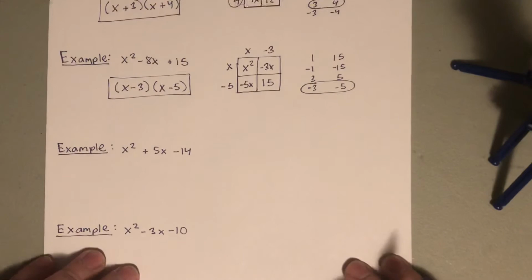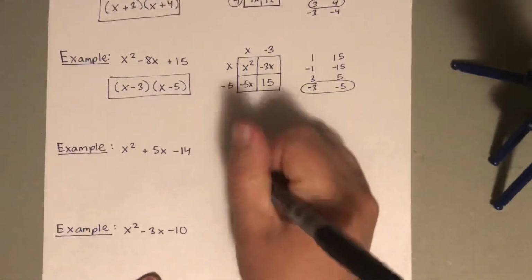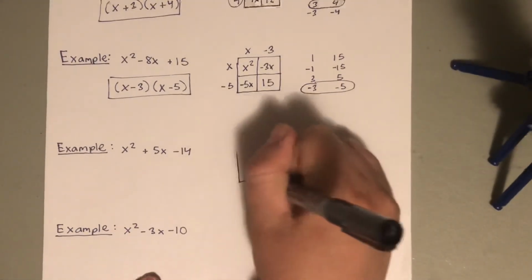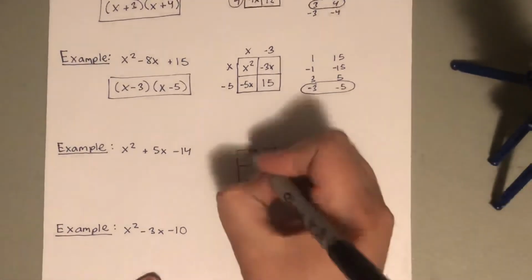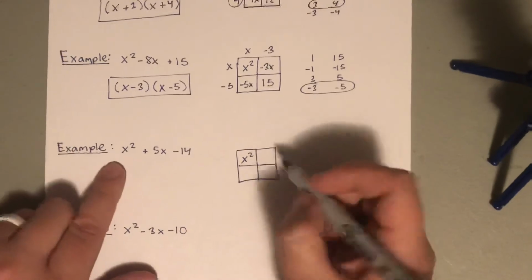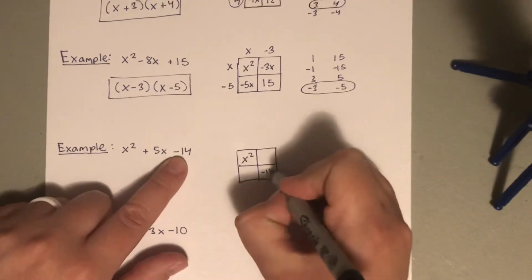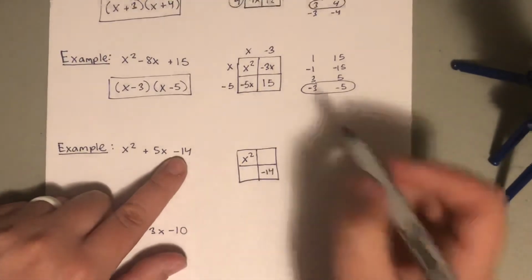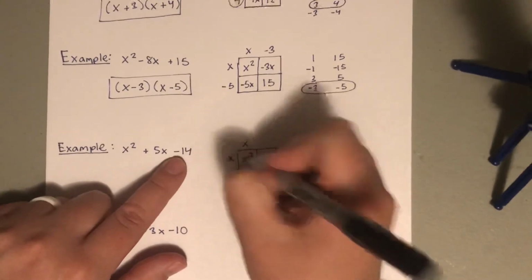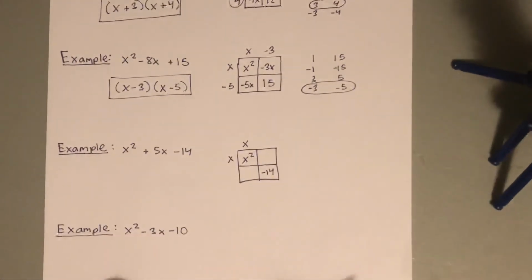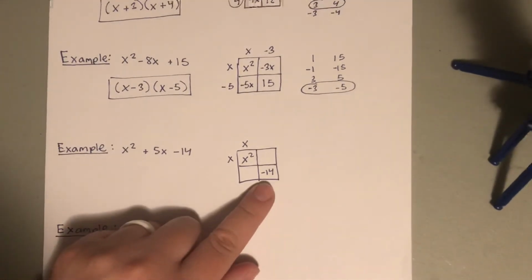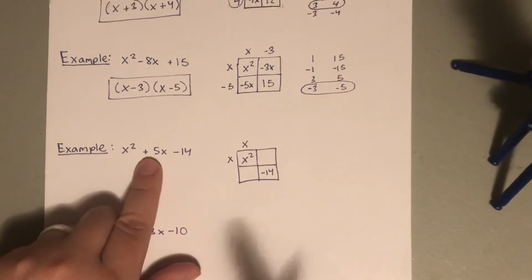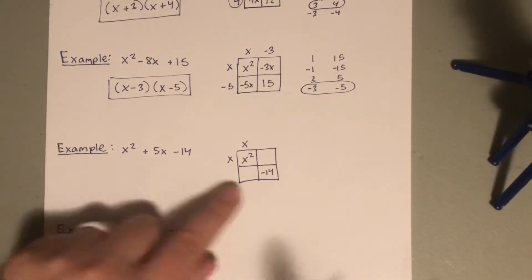There's two more examples of something slightly different happening. So I'm going to start here. I'm going to draw my box so I can start to think about what's going to have to go on the outside. I know that x squared is going to be in that first box. Negative 14 is going to be down here. I also know that x times x is the way that I'm going to get x squared. So now I have to try to figure out what is going to add to be a 5 and multiply to be a negative 14.